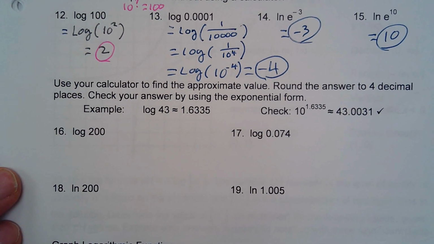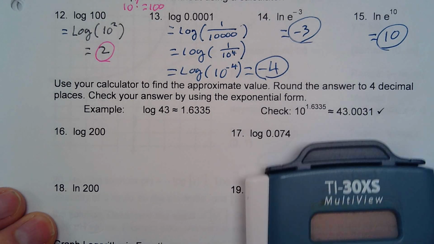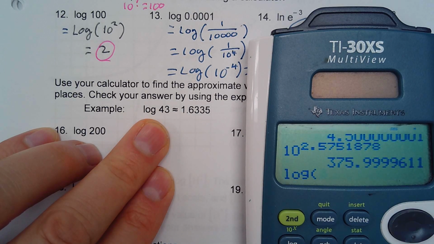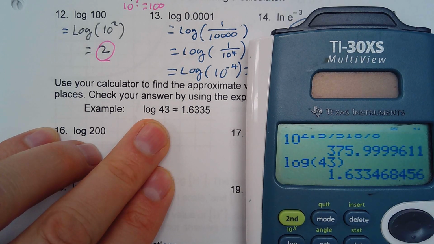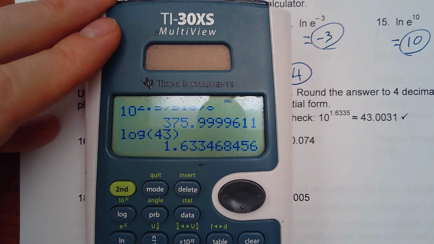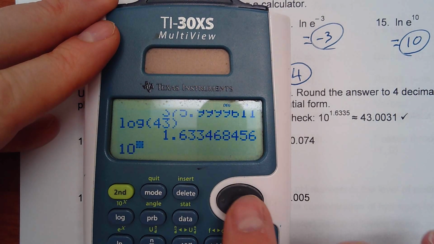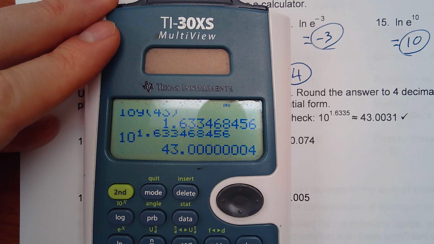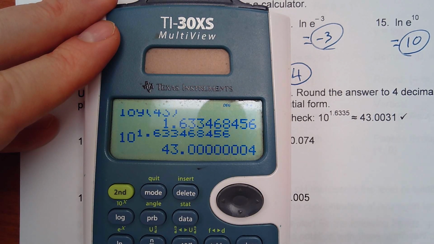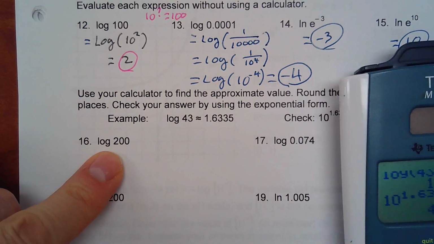Now here's some exercises where we're going to use our calculator to approximate the value rounded to 4 decimal places. Then check your answer by using the exponential form. So like here they give you a little quick example. If I do log 43, that gives me my exponent. And then if I take 10 raised to that number, you can see I get something close to 43. Even if I do the rounded value, I still get something pretty close to 43. So they want you to try that with some of these.